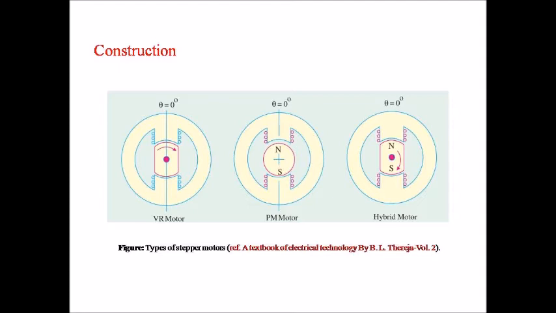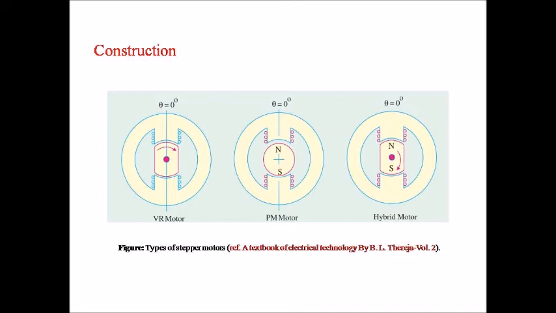Now we check the construction features of the stepper motor. Similar to any other electric motor, the stepper motor also has two common parts: one, the stator, and second, the rotor. The stator is the stationary part while the rotor is the movable part, which has no windings, brushes and commutator. Basically there are three types of stepper motor.